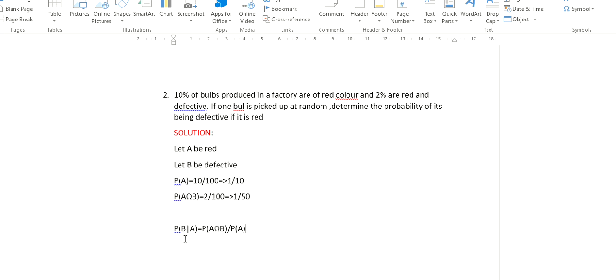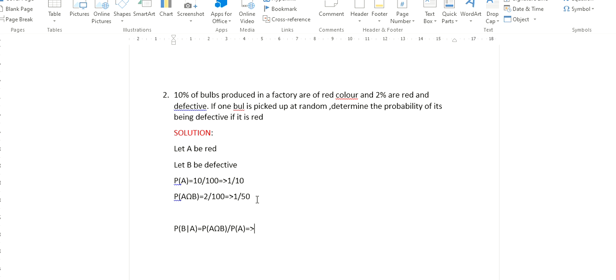So this is the formula: A has already happened. B knows what is happening with A, because A is the red color bulb and B is the defective. So they know what is going to happen. So this is the formula for finding the probability. Probability of A intersection B divided by probability of A. So you just need to substitute here. What is A intersection B?